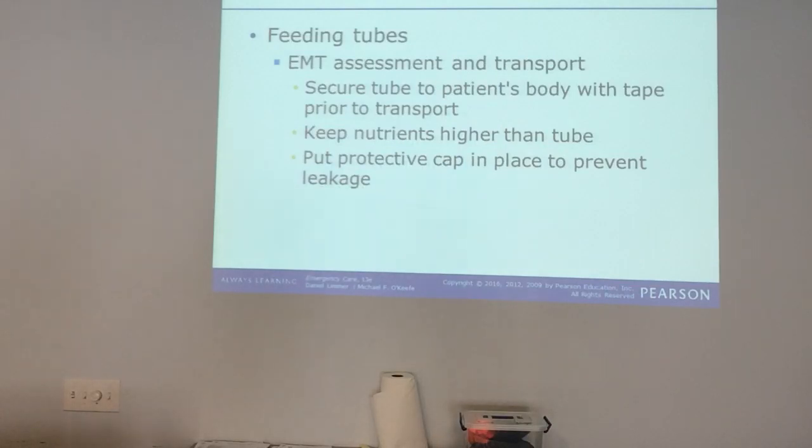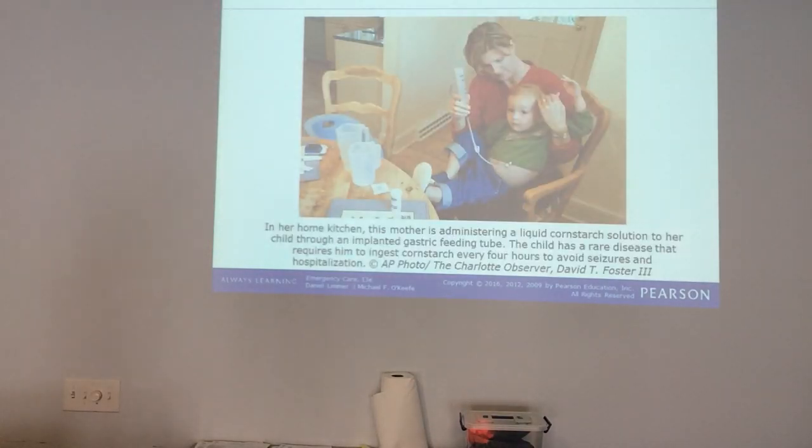Okay, so infection is very common with these things, or sometimes they get pulled out, and then they can get infected as well and cause all kinds of problems. Okay. We've got to make sure the tube is secured to the patient's body with tape prior to transport. Keep nutrients higher than the tube. Put protective cap in place to prevent leakage. Like I said, if they don't keep these things clean, they can really be nasty. So here's a mom administering some food through a G-tube.